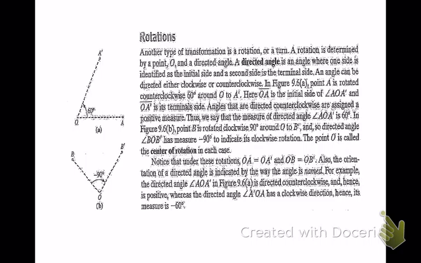Notice that under these rotations, OA and OA prime are equal. They don't look like it, but they should be the same length. And BO and BO prime are also the same length. Also, the orientation of a directed angle is indicated by the way the angle is named. For example, the directed angle AOA prime is directed counterclockwise, hence is positive, where the directed angle A prime OA is clockwise, hence it has a measure of negative 60. Questions? Alright.